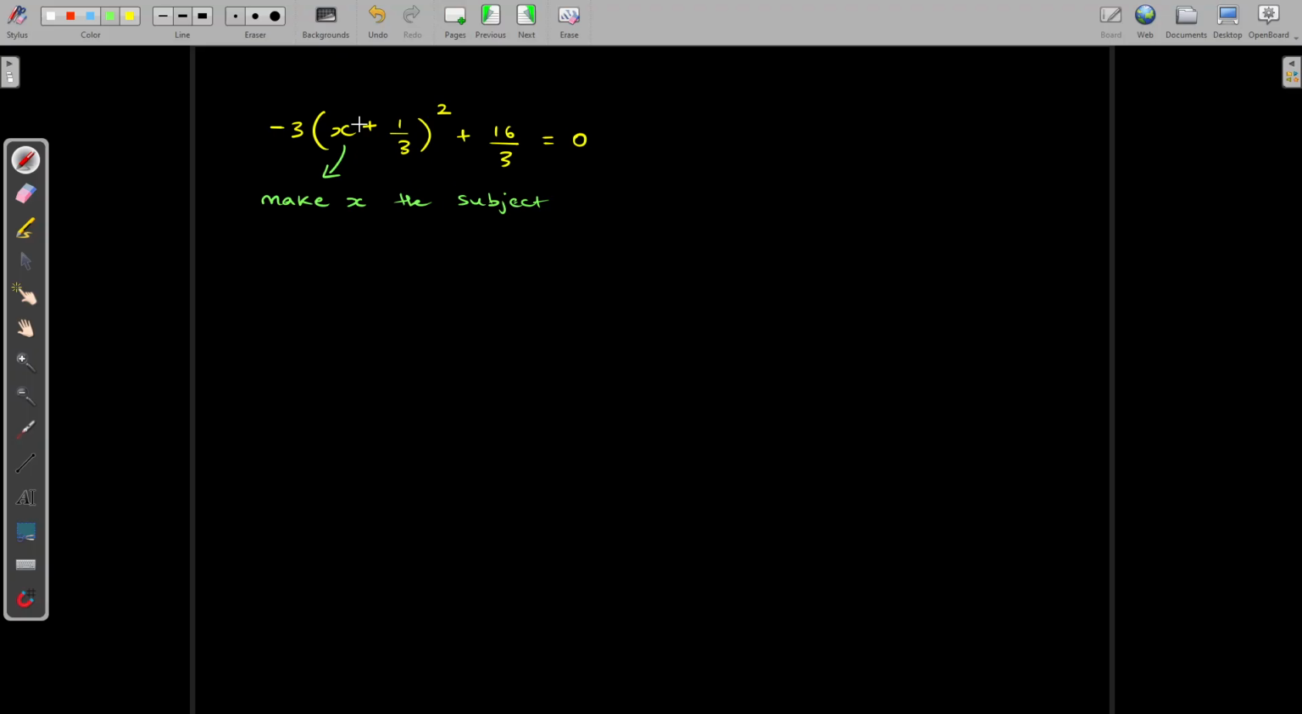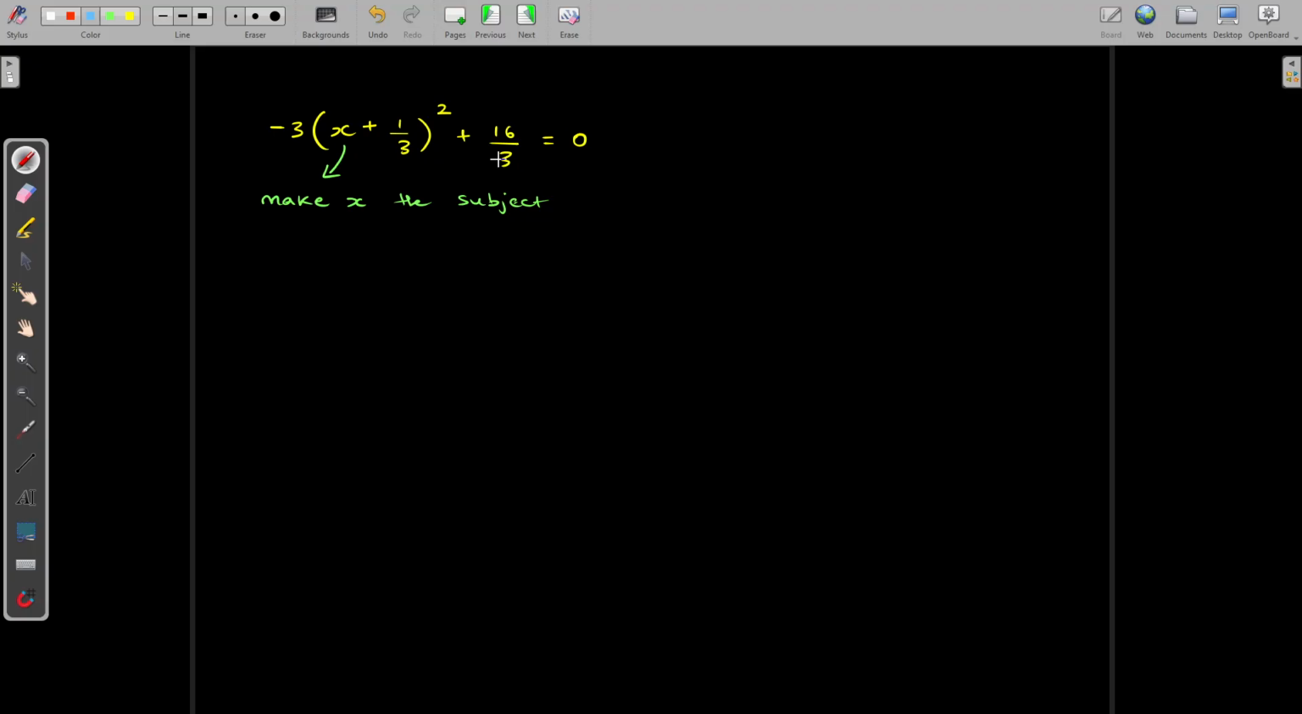And in order for us to make x the subject, we need to remove everything from around the x. So we have to start from what's furthest away from the x in terms of operation. So looking at this, the 16 over 3 is furthest away. So we're going to be transposing the 16 over 3 first.